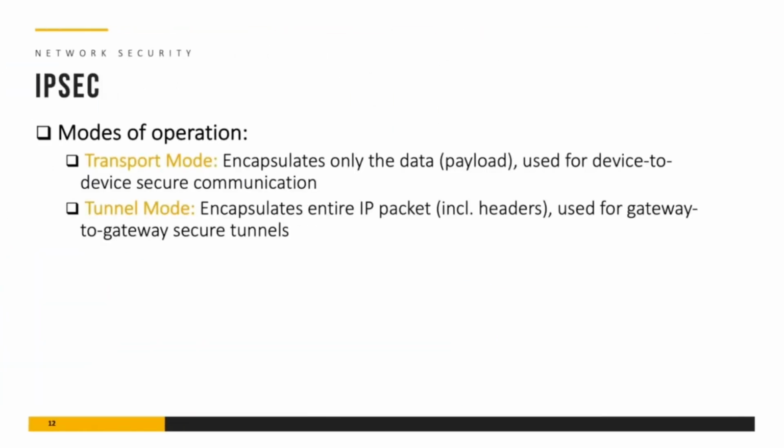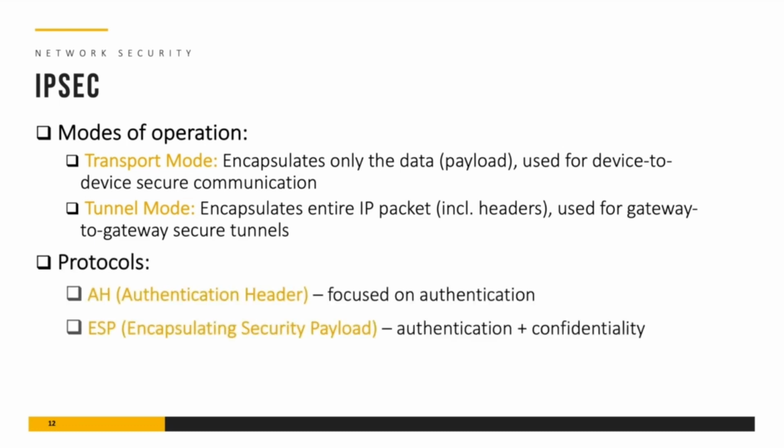Now, IPsec offers two modes of operation. The first is transport mode, in which we encapsulate only the data or the payload, and this is used for device to device communication. We also have the tunnel mode, in which the entire packet is encrypted, which means that not only do you encrypt the data, but the headers as well. This is mostly used for gateway to gateway communication. IPsec uses two different types of protocols. The first is the authentication header, which focuses on authentication. And then we have the encapsulating security payload, which focuses on authentication as well as confidentiality.